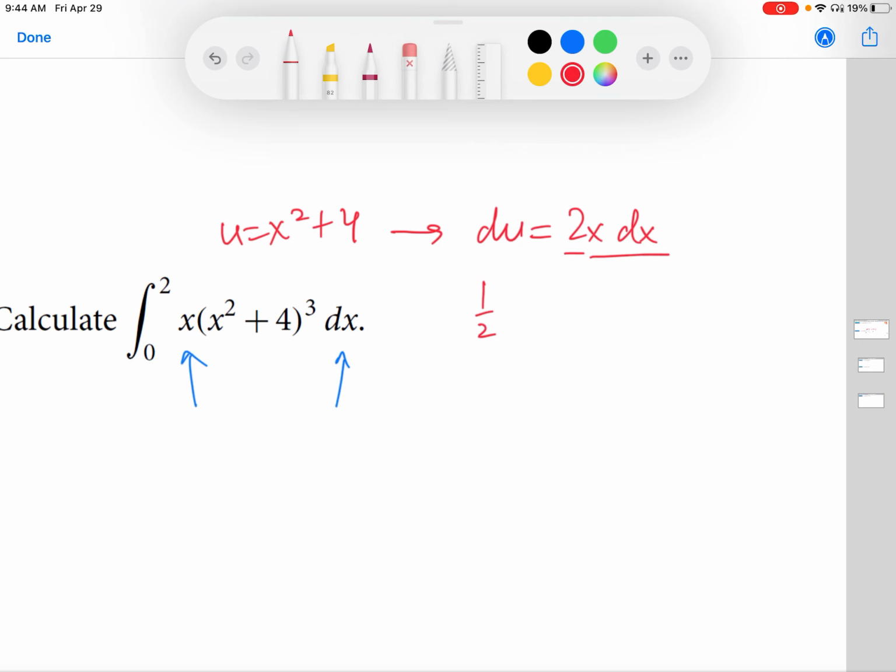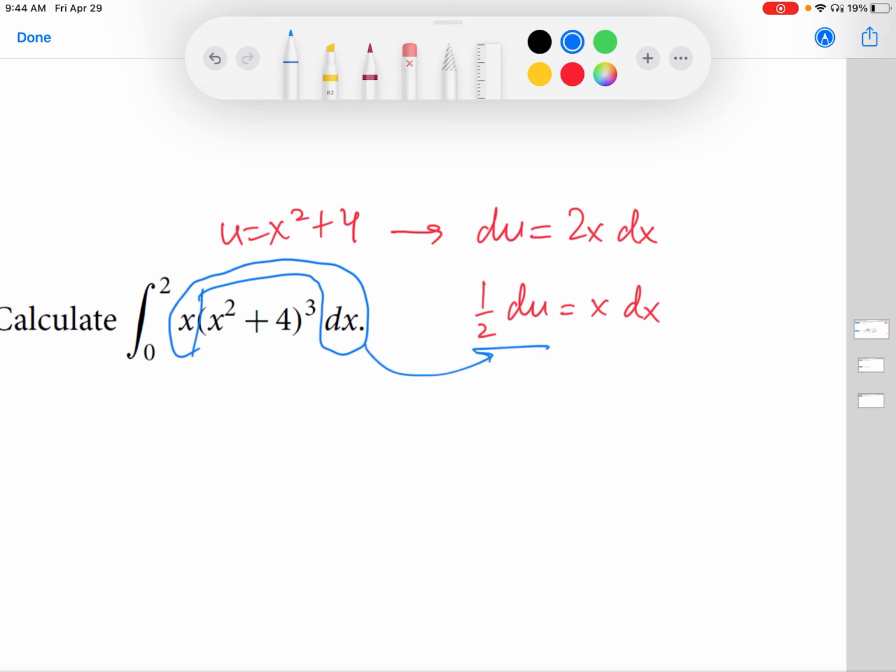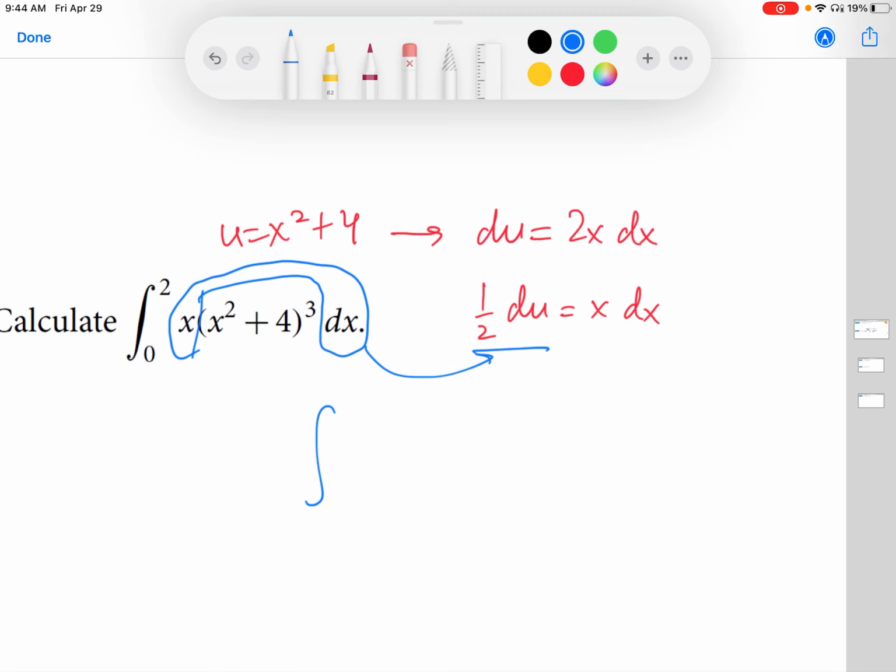So why don't I divide by 2 on both sides? And I isolate my x dx. And then I can say, oh, okay, great. So going back to my integrand, x dx, this part right here, is literally 1/2 du. So this is going to be the integral of 1/2 du. And then over here, I have x squared plus 4 to the third. So x squared plus 4 was my u, and I'm raising it to the third. So this is u cubed du.